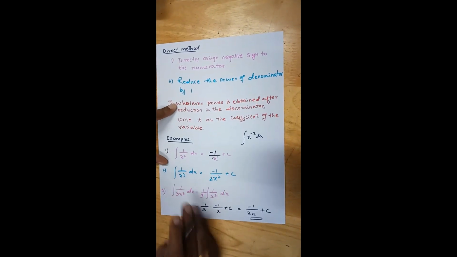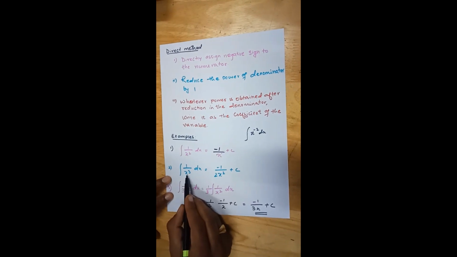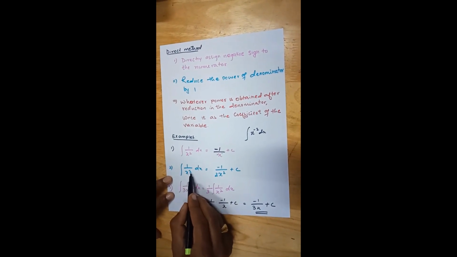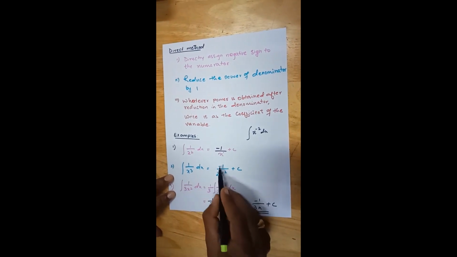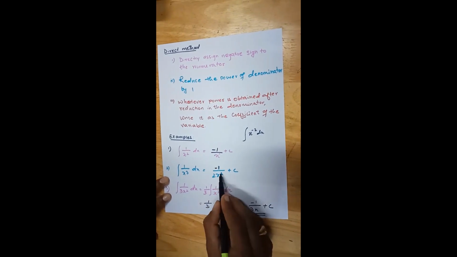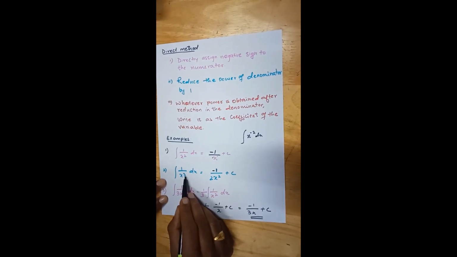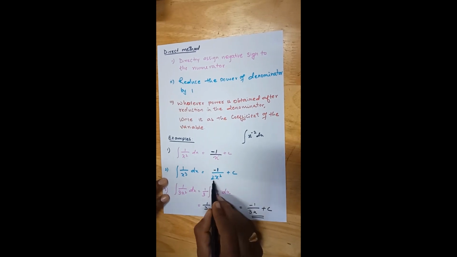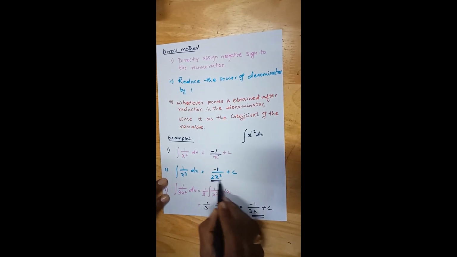For example, you can see this example number 2 here, 1 by 3 x cube, 1 by x to the power 3. So directly minus 1 here. Then you are reducing the power by 1. So whatever power is coming, you are writing it as the coefficient here, directly.